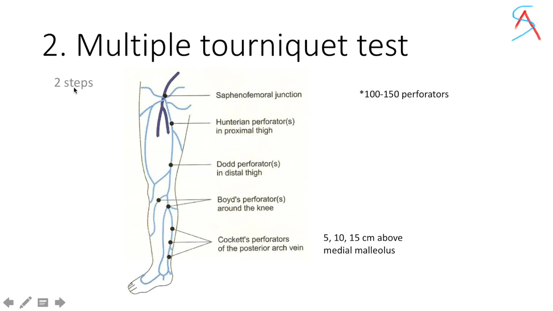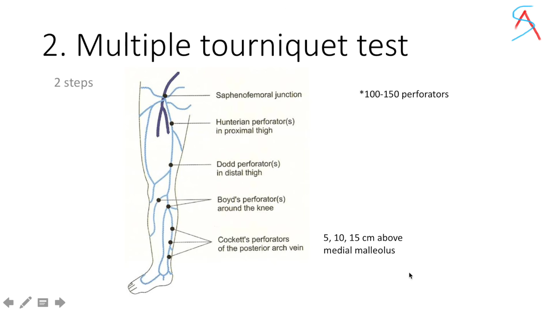Then next is the multiple tourniquet test. In this there will be 2 steps. For this you must know the location of perforators. In one limb there would be around 100 to 150 perforators, but there are only a few perforators which are named. Like in the thigh there is Hunterian perforator, above the knee is Dodd's perforator, below the knee is Boyd's perforator. There are Cockett's perforators at the ankle, which are 3 in number: one at 5 cm, second at 10 cm, third at 15 cm above the medial malleolus.